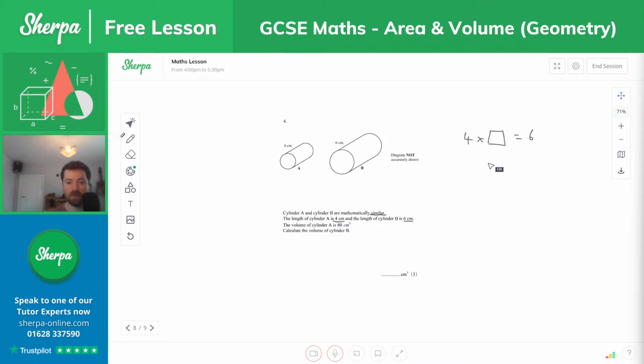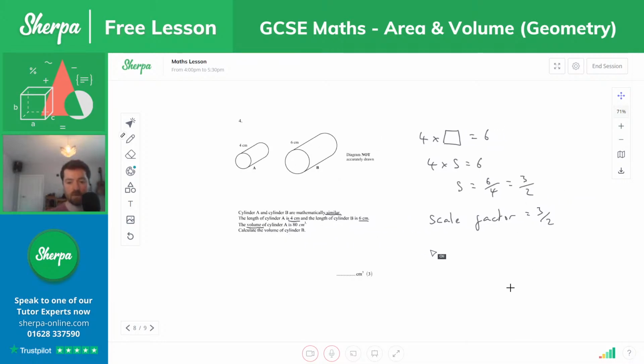We could either rearrange this. I could say 4 times s is equal to 6, our scale factor, and so s is equal to 6 over 4. Or you could just spot that our scale factor has to be 1.5. So 6 over 4 is the same as 3 over 2. I may leave it as a fraction for now, just to make it easier when we end up doing our squares and our cubes. So we've got our linear scale factor equals 3 over 2.